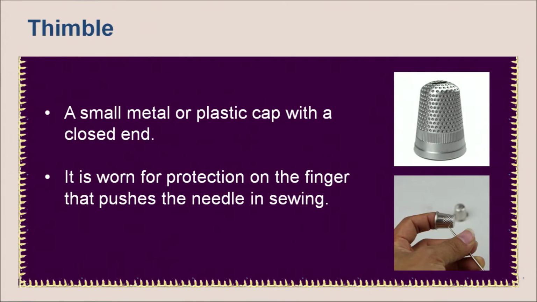Another tool that is used while doing embroidery is the thimble. It is a small metal or plastic cap with a closed end. It is worn for protection on the finger that pushes the needle in sewing. Traditionally, as embroidery work was a major activity, the thimble was very much used. However, nowadays, due to comparatively lesser engagement of people in embroidery at home, the thimble is not very popular.